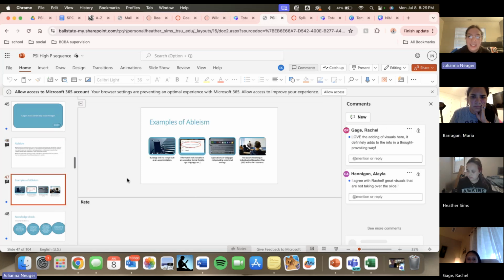There we go. These are just some examples of ableism. I think that these are pretty important and also things that we don't really consider as neurotypical people sometimes. There are different things that we take for granted that are okay for us that might not be okay for some other people. So I thought that this was really good, especially adding in those visuals. It just looked really clean.